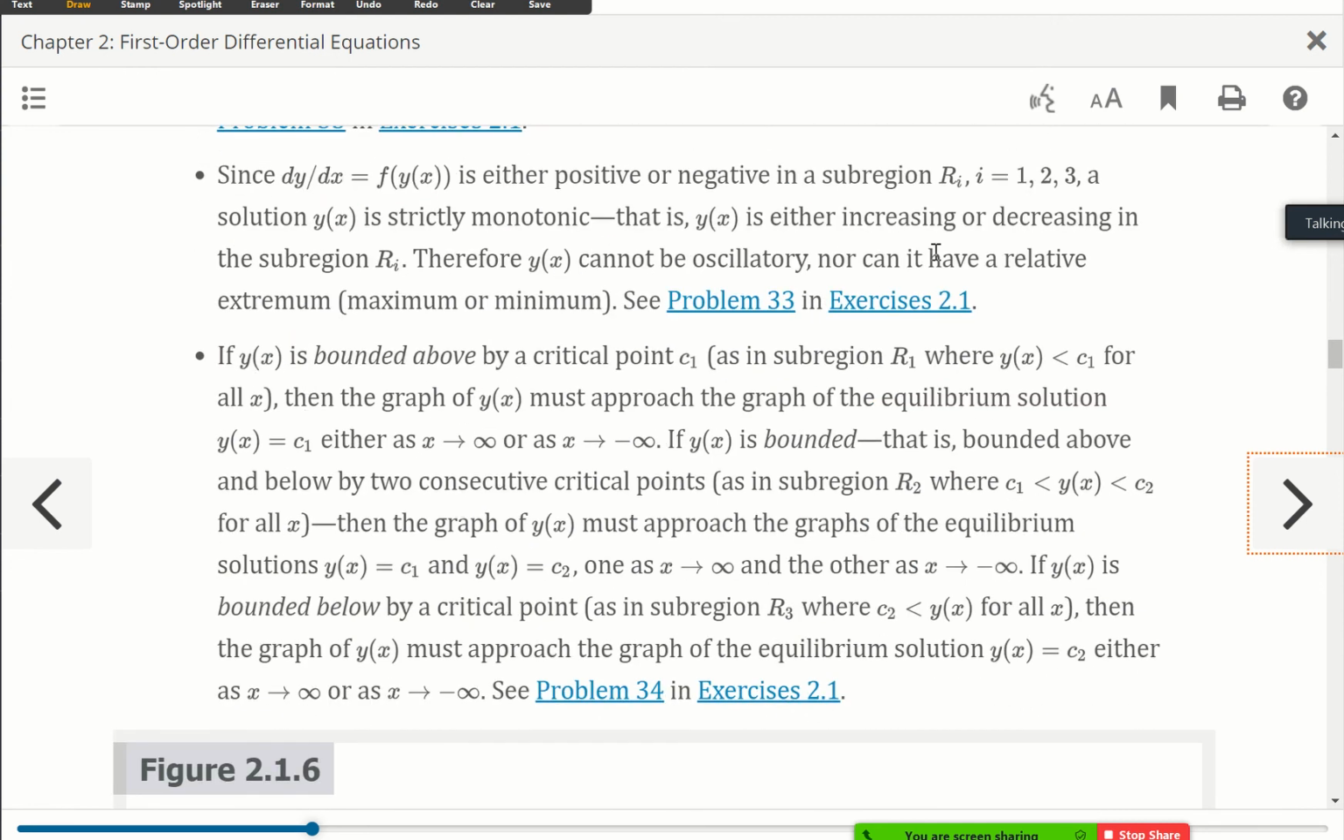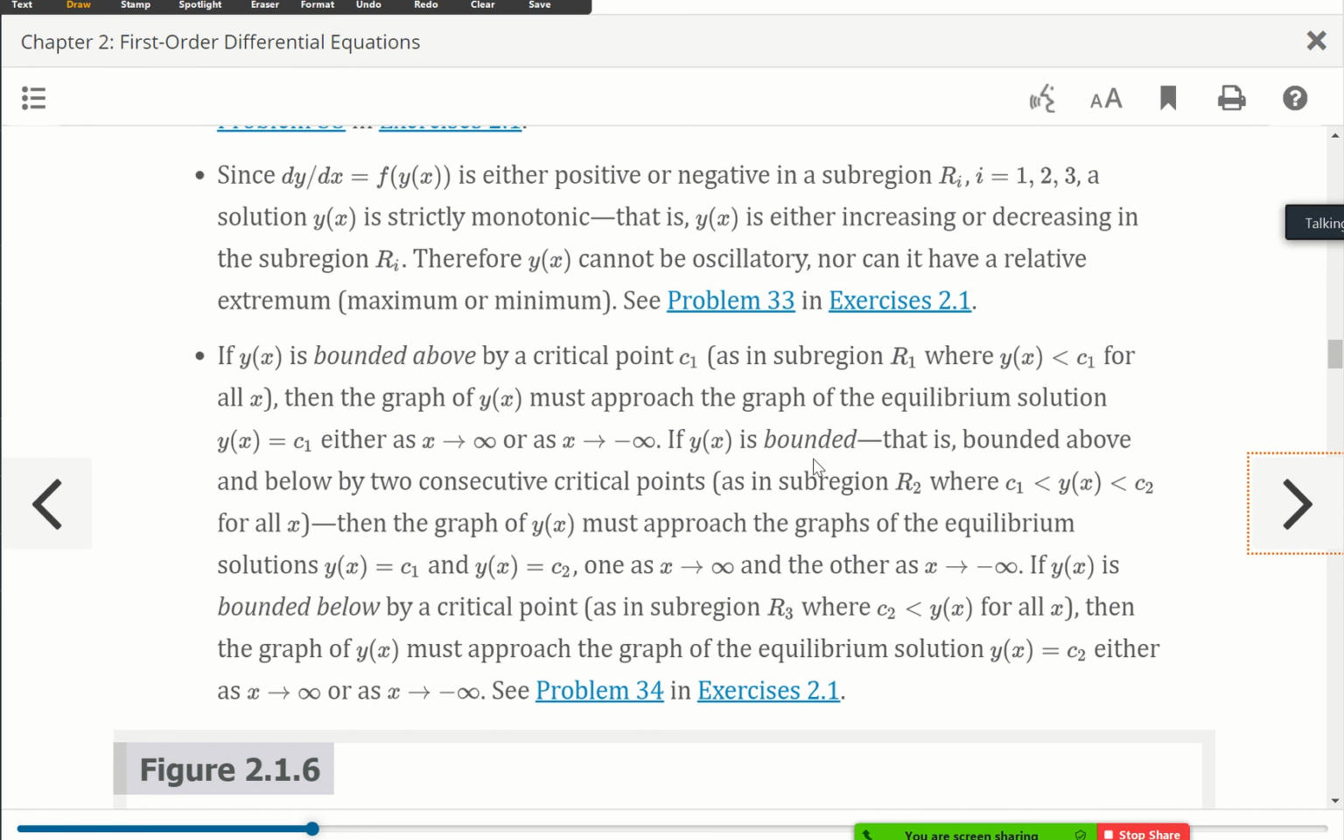Remember, going back to calculus 1, in order to have an extreme value you would need a change in the sign of the derivative or a discontinuity, and we're not going to have that in this case. If y of x is bounded above by the critical point C1, where y of x is less than C1 for all values of x, then the graph of y of x must approach the graph of the equilibrium solution, y equals C1, either as x approaches positive infinity or as x approaches negative infinity.